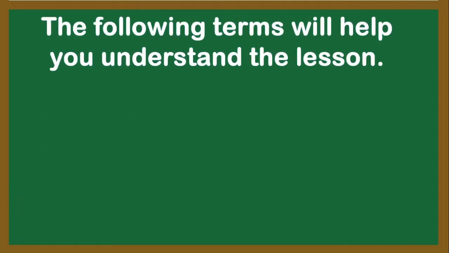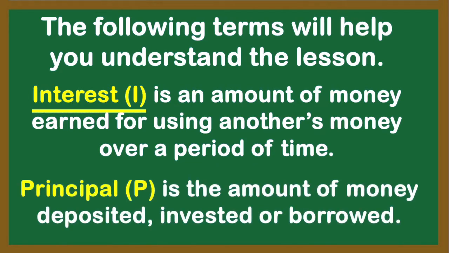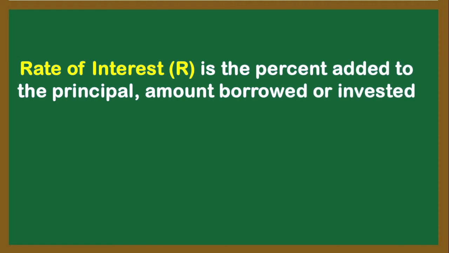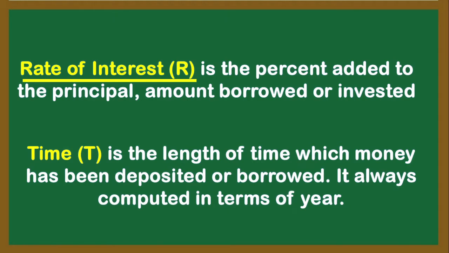The following terms will help you understand the lesson. Interest, I, is an amount of money earned for using another's money over a period of time. Principal is the amount of money deposited, invested, or borrowed. Rate of interest, or R, is the percent added to the principal amount borrowed or invested. Time, or T, is the length of time which money has been deposited or borrowed. It is always computed in terms of year.